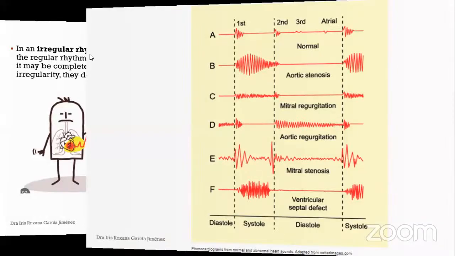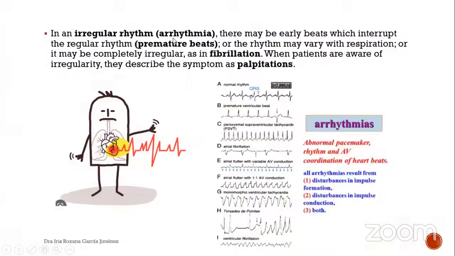And now, in an irregular rhythm, arrhythmia, there may be early beats which interrupt the regular rhythm, the premature beats, or the rhythm may vary with respiration, or it may be completely irregular, as in fibrillation. When patients are aware of irregularity, they describe the symptom as palpitations.